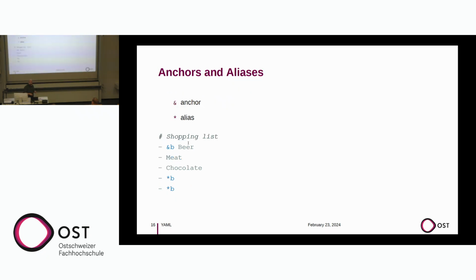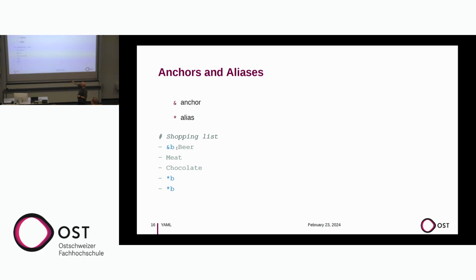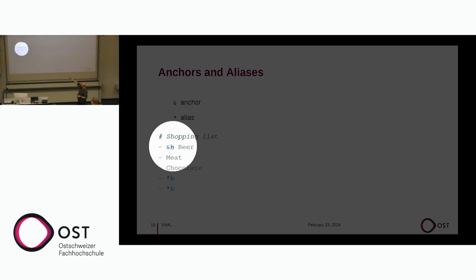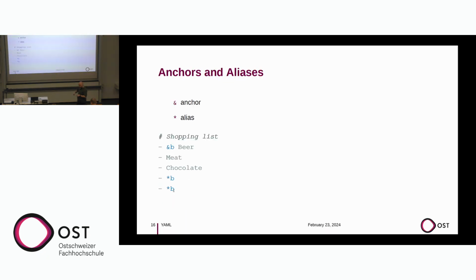Another nice feature, in my opinion, is anchors and aliases. What we can do is define an anchor here. In this case, we define an anchor called B for this scalar beer. And if we make a shopping list, we don't have to put the same value every time. We can just reference this value here. And if we read the YAML file with Python, for example, we get the values, not the reference. The reference is resolved when we parse the document and we get the actual value.